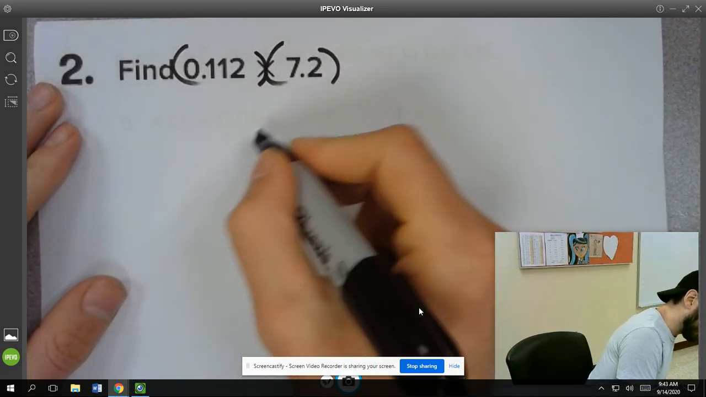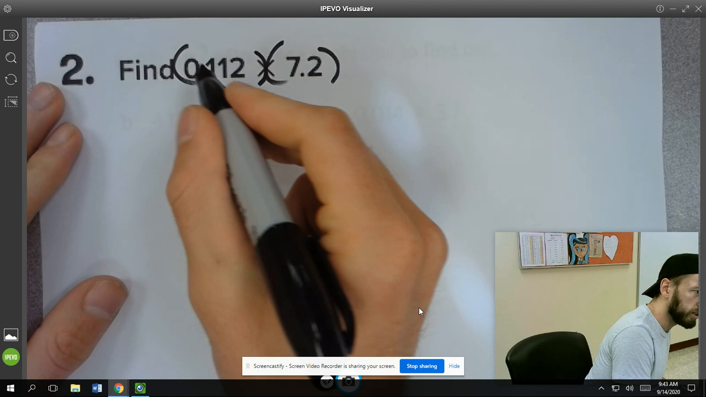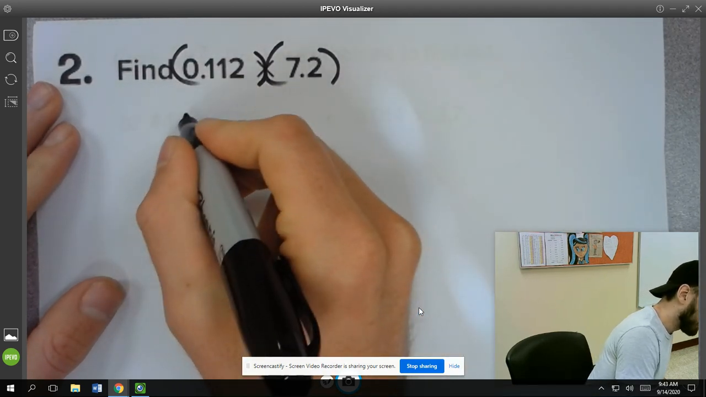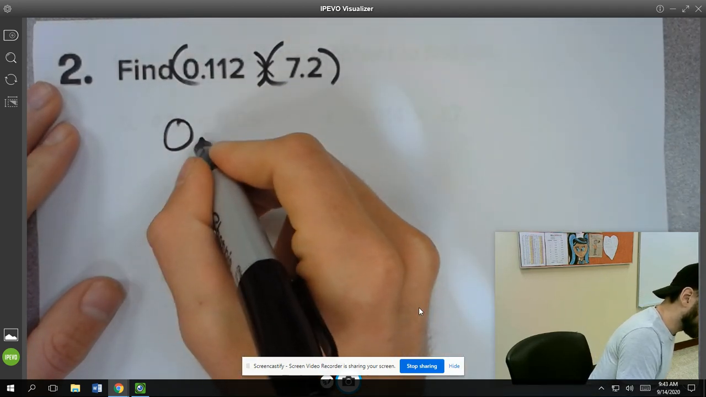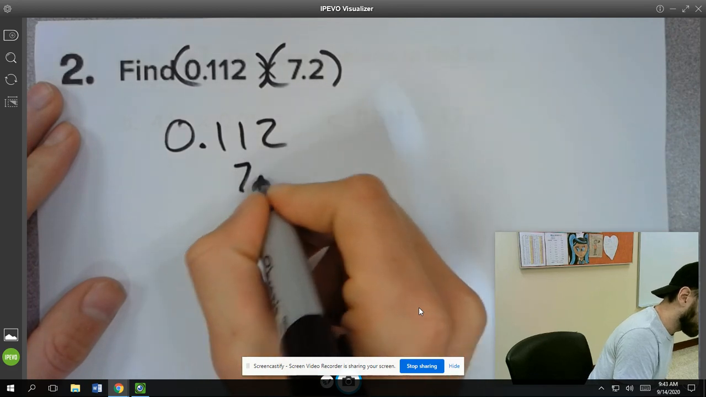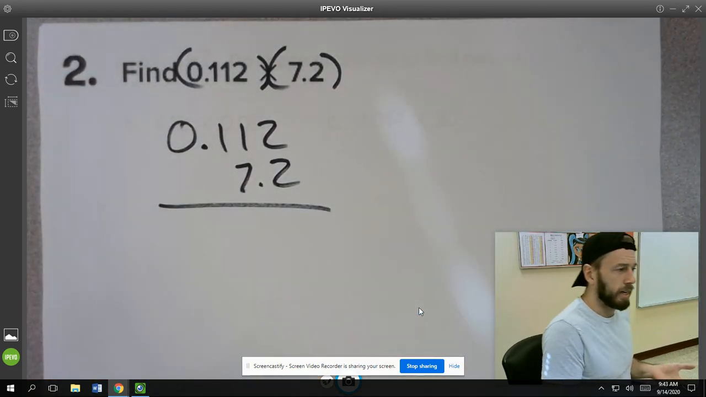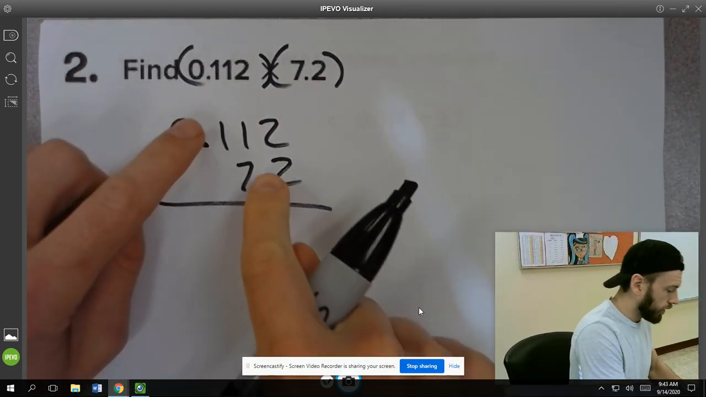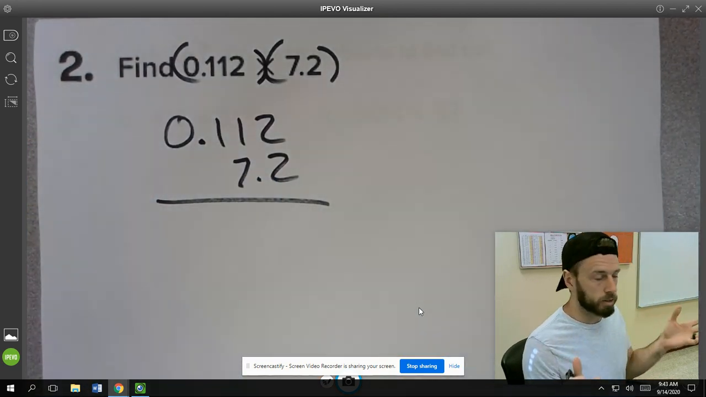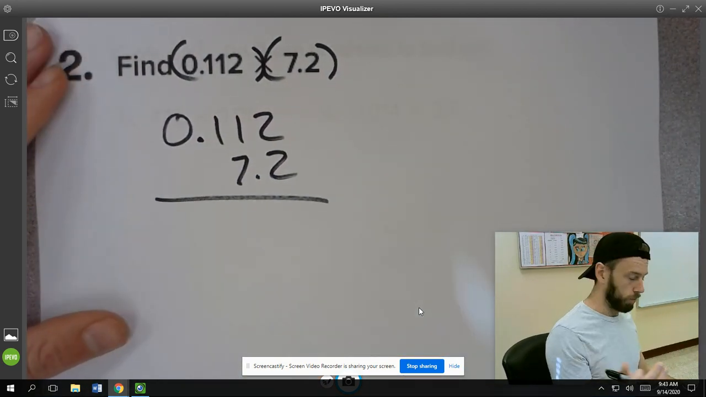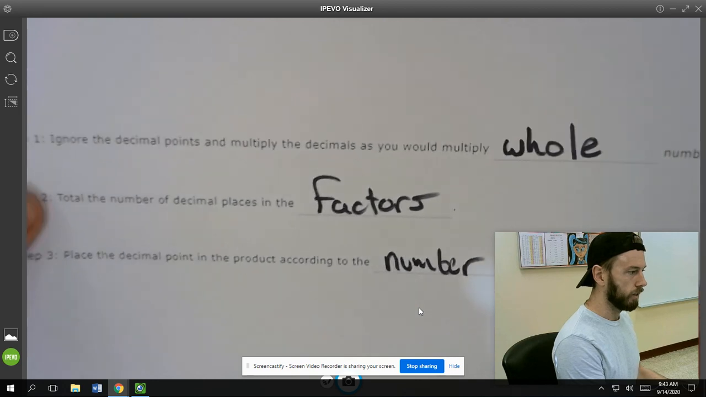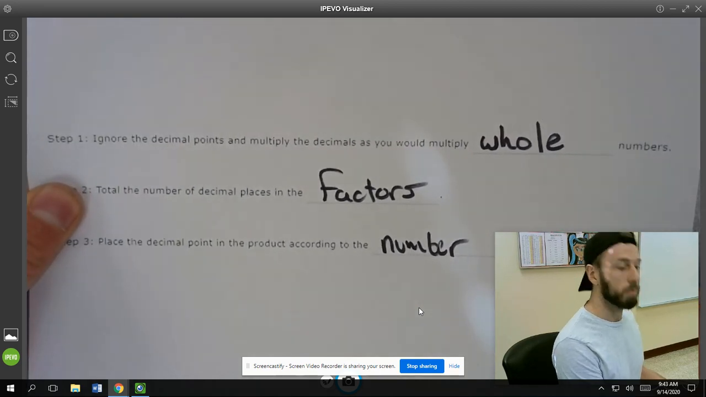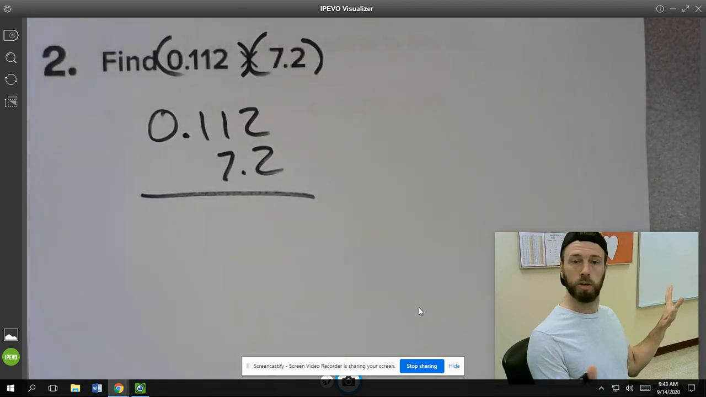So I'm just going to line this up. I can include the 0 here if I want to, or if I don't want to. I'm just going to include it just for the purposes of multiplying. Just pretend it's 112 times 72. Kind of pretend those don't exist right now. And let's go ahead and multiply through normal, because step 1 says ignore the decimal points and multiply them as whole numbers. So just pretend it's 112 times 72.